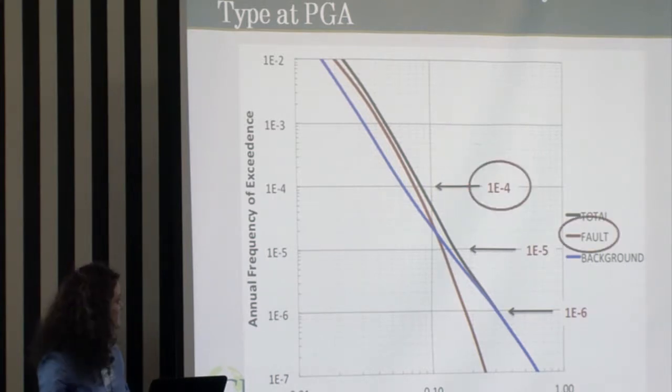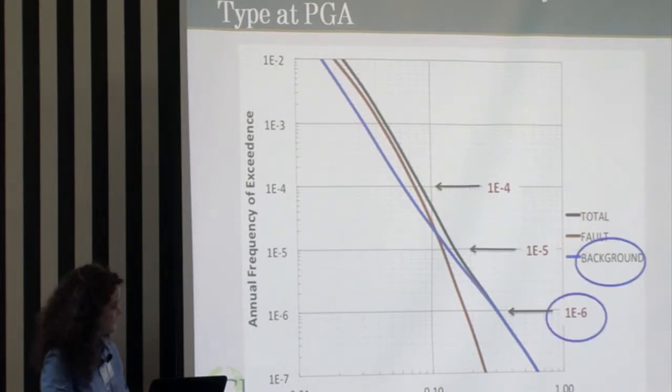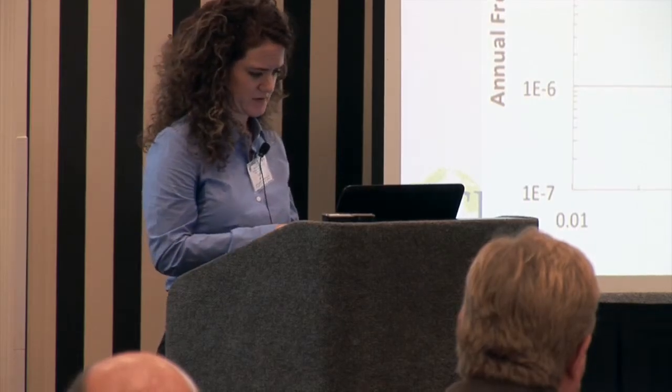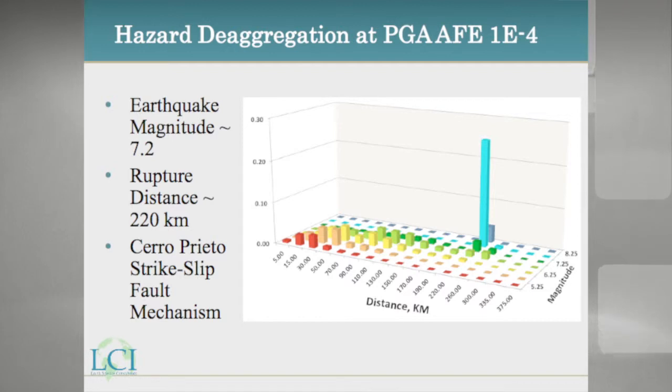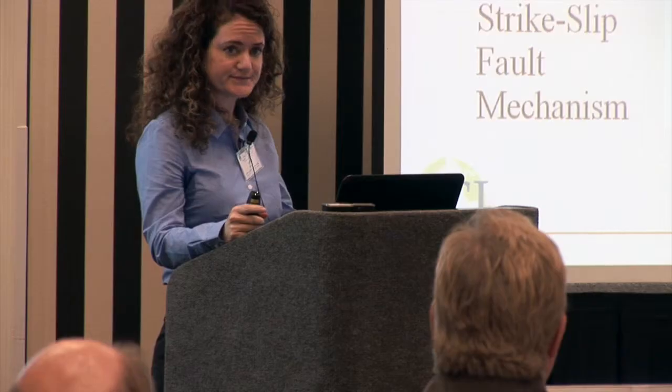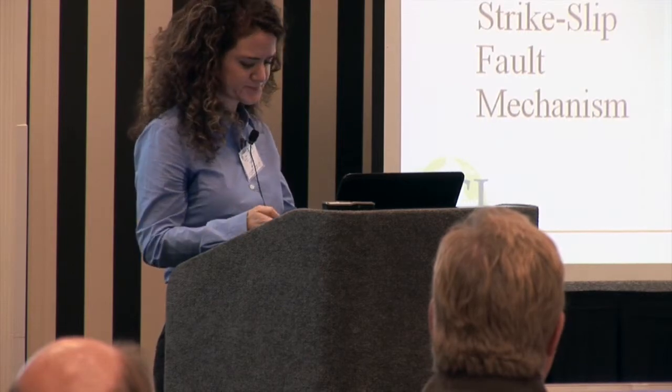At 10 to the minus 4, you can see that the fault sources are the primary contributors for PGA. At 10 to the minus 6, it switches to the background sources. This is why I'm showing you results for both 10 to the minus 4 and 10 to the minus 6. For 10 to the minus 5, they're about neck and neck. Looking at the hazard deaggregation at 10 to the minus 4 for PGA, this is what it looks like. It's about a magnitude 7.2 at 220 kilometers, and it's the Sierra Prado fault, which has a strike-slip fault mechanism.